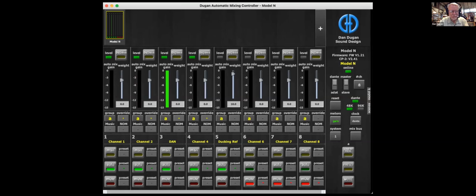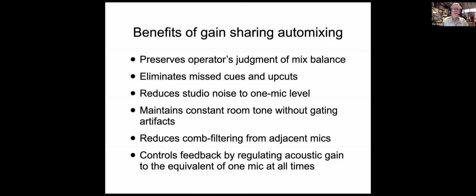I think let us go back to this. Okay. Well, the benefits of this function, which by the way anyone can do because the patent is long expired. It preserves the operator's judgment of mix balance. It's not doing the mix at all. It's just doing the cueing in of the mix. It's cueing on the mics that are talking and taking down the others, but it's not really mixing.